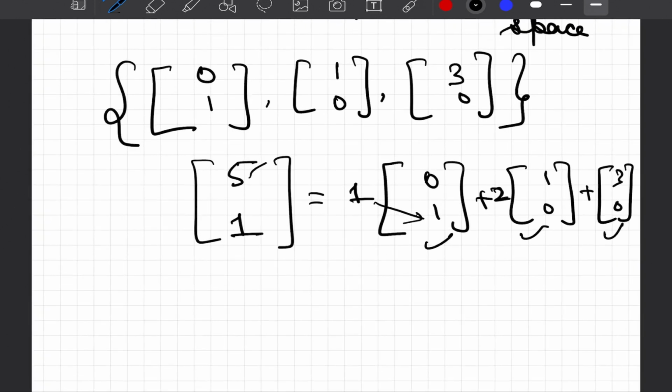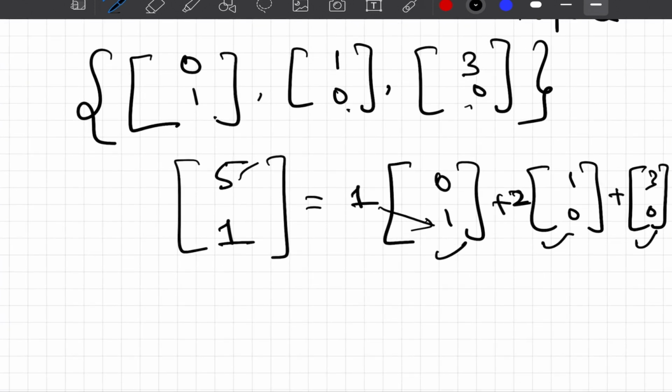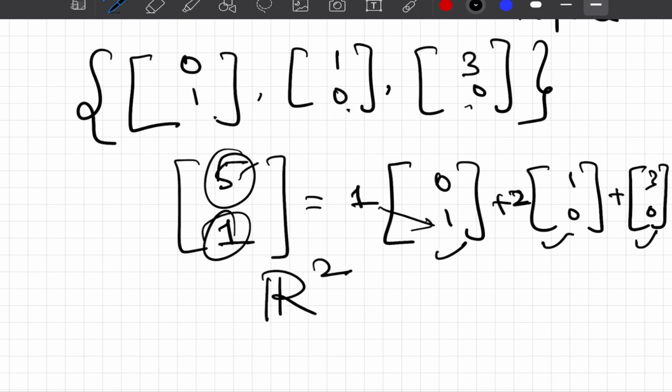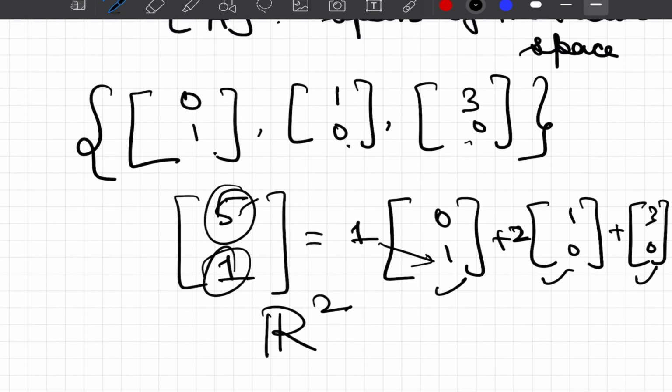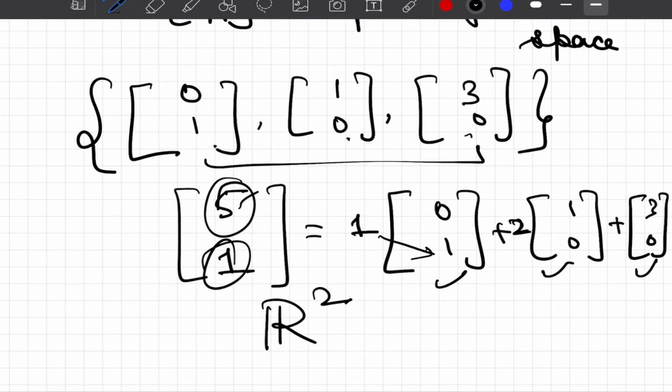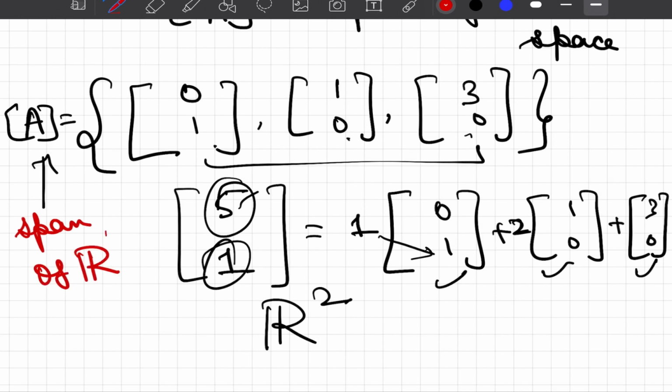So I can clearly say that using these three vectors, you take any number here, instead of 5 or 1, take any number. You can construct any vector that is lying in the two-dimensional vector space, and hence these three vectors, which we would say A, represent the span of the two-dimensional vector space in the real world, or R square.